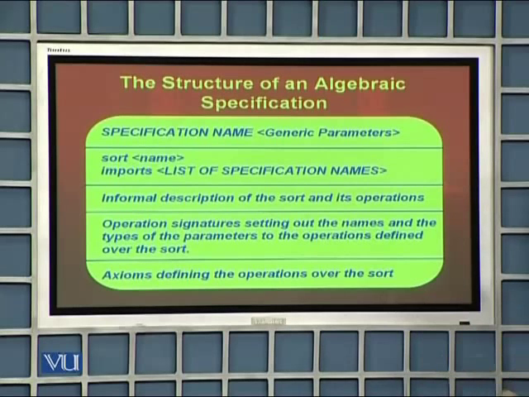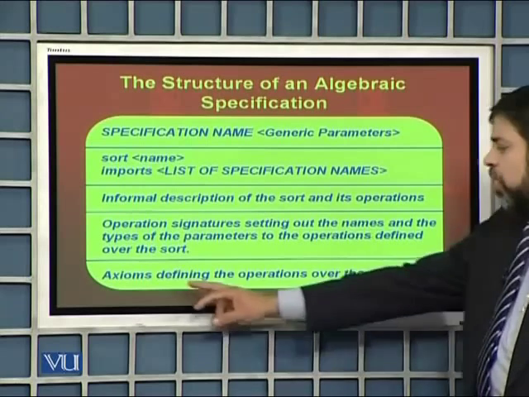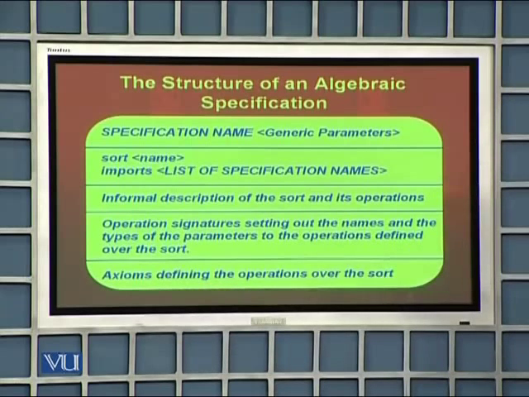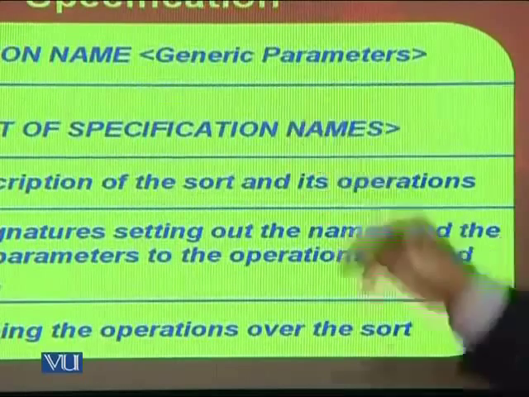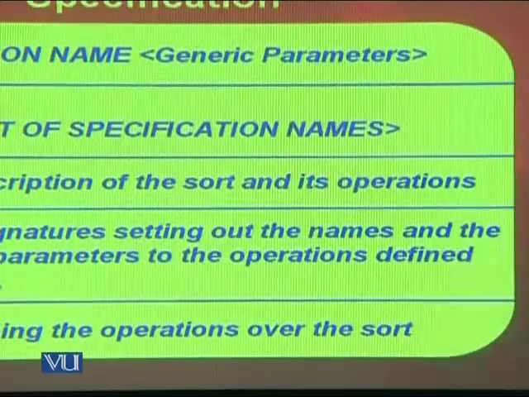And finally, we have axioms, which we will use to define the operations that are supported by this particular sort.